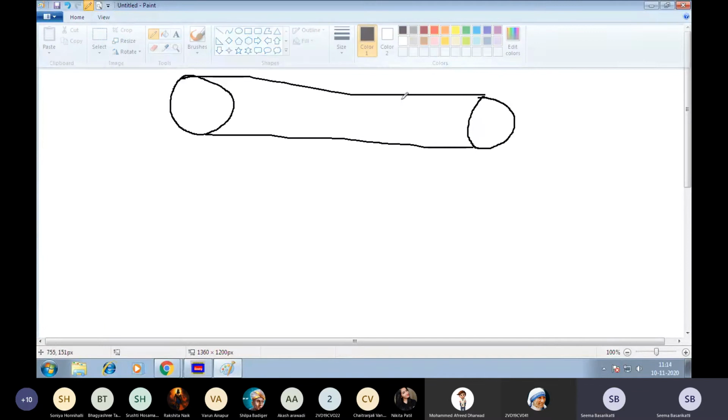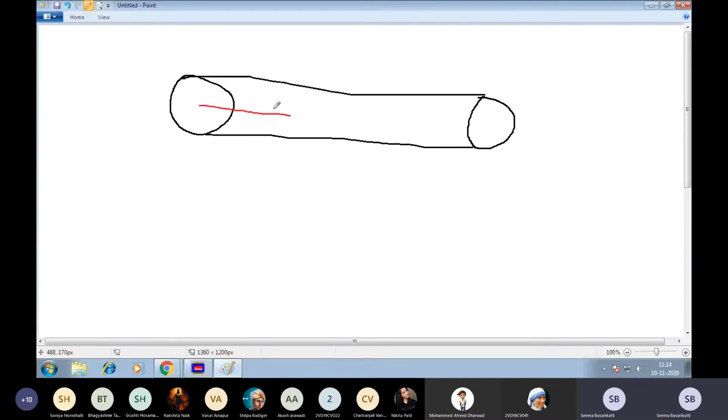Now, what is the role of velocity? If the velocity is very high, then what happens? Velocity is going to exert some force on the surface of the wall of the pipe material. It is going to scour. What do you mean by scouring? What is the meaning of scouring?